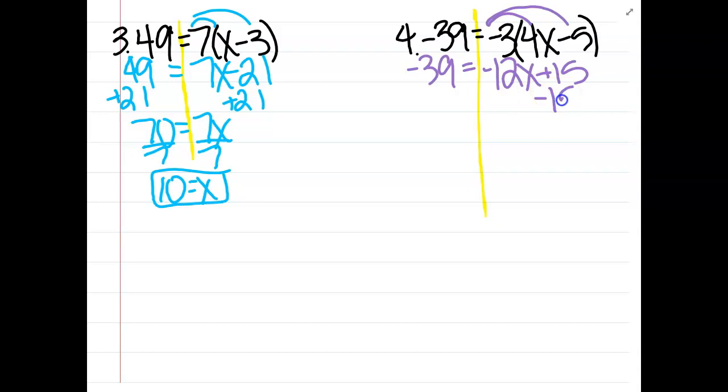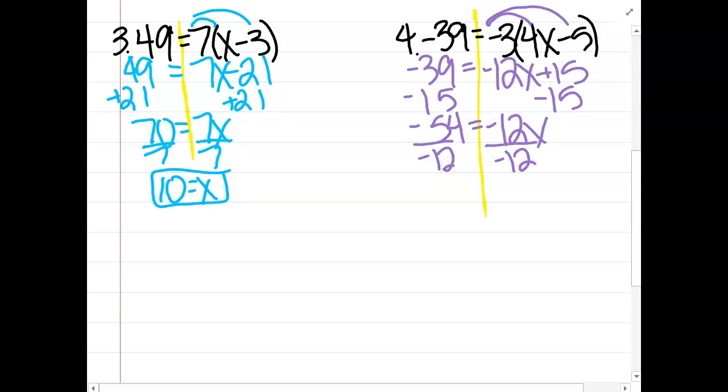So to get rid of the plus 15, we would subtract 15, and I would get negative 54 equals negative 12x. Divide both sides by negative 12. Now for this one, this isn't going to divide out evenly. So there are a couple different ways you could write your answer. First of all, a negative divided by a negative.